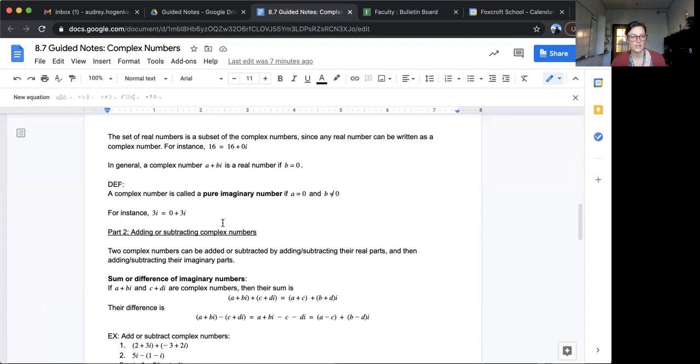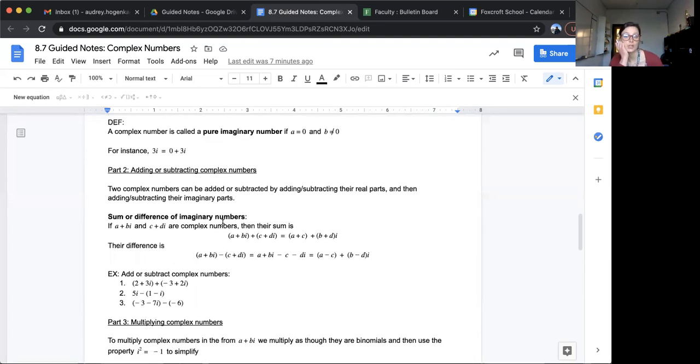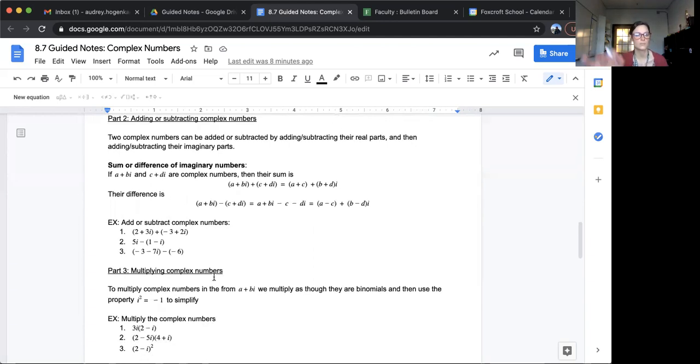Another definition: a complex number is called a pure imaginary number if a equals 0 and b does not equal 0. For instance, 3i is equal to 0 plus 3i. That's a purely imaginary number because it is attached to the imaginary unit i. So this brings us to adding or subtracting complex numbers. Two complex numbers can be added or subtracted by adding or subtracting their real parts and then adding or subtracting their imaginary parts.